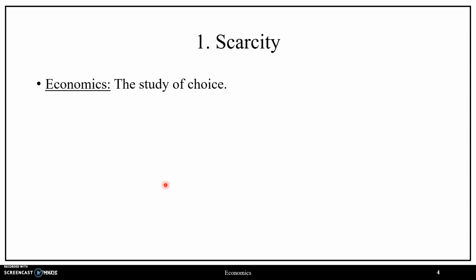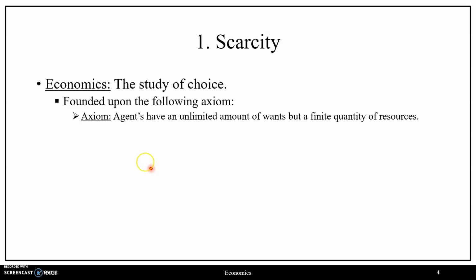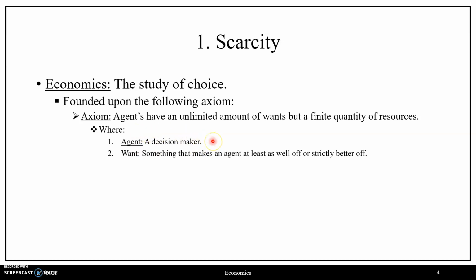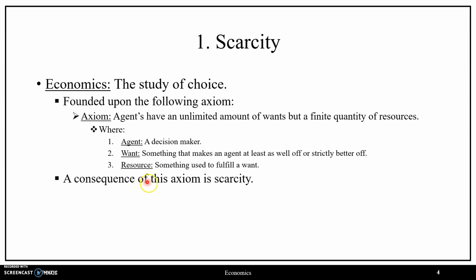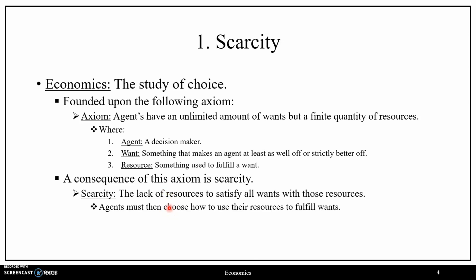Economics is the study of choice, and is founded upon the following axiom. Agents have an unlimited amount of wants, but a finite quantity of resources, where an agent is a decision maker, a want is something that makes the agent at least as well off, if not strictly better off, and a resource is something used to fulfill a want, where an immediate consequence of this axiom is scarcity, or that is, the lack of resources to satisfy all wants with those resources.